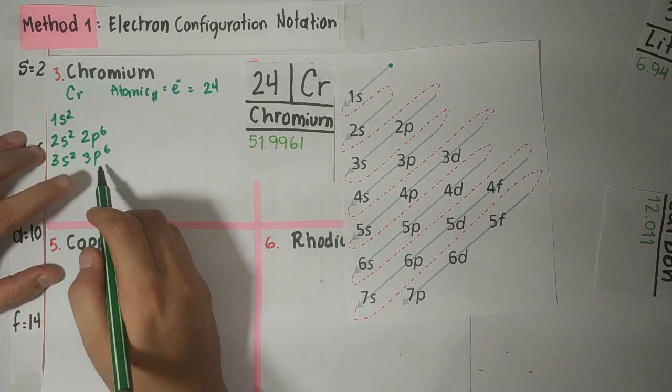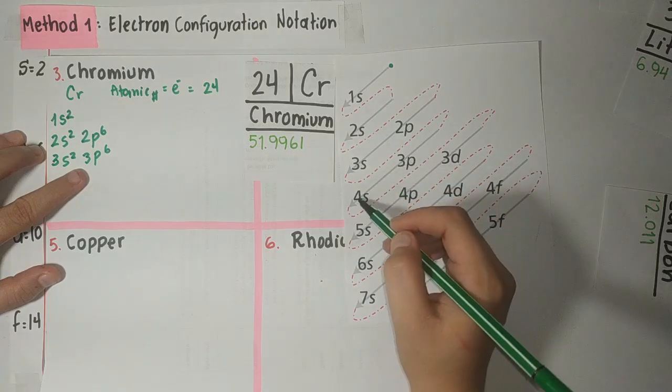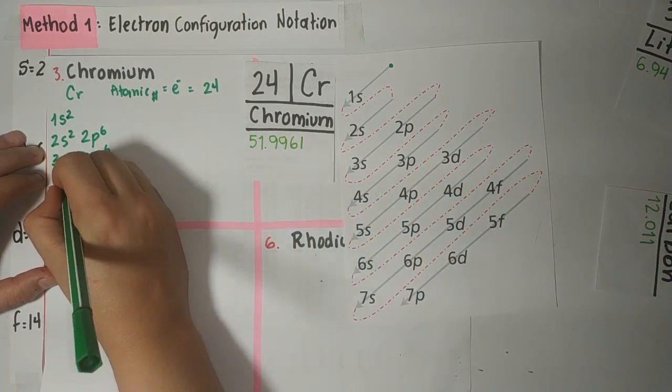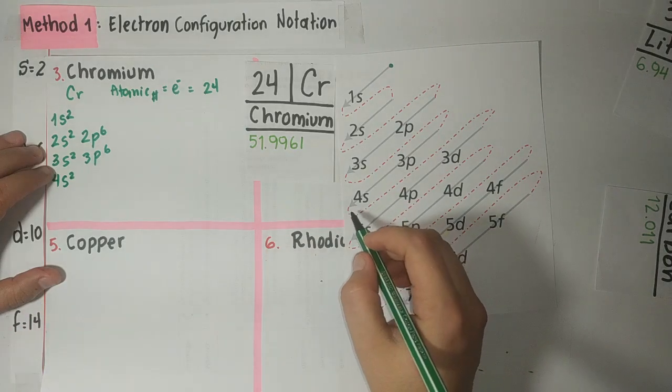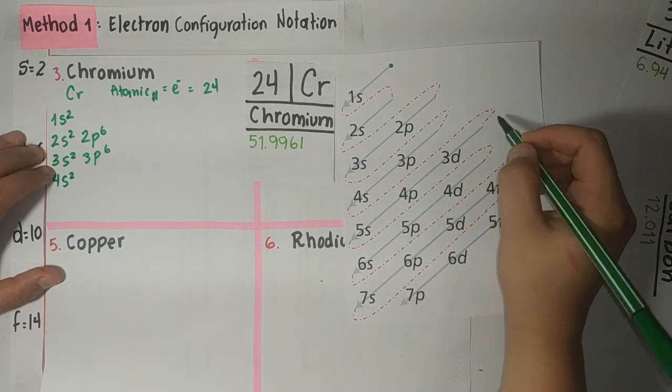So I continue. After 3p6, it goes 4s2. I'm missing 4 electrons. After 4s, I'm going to 3d.